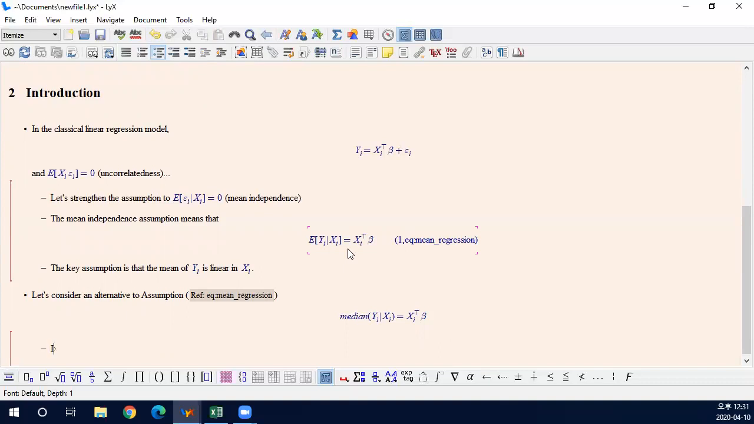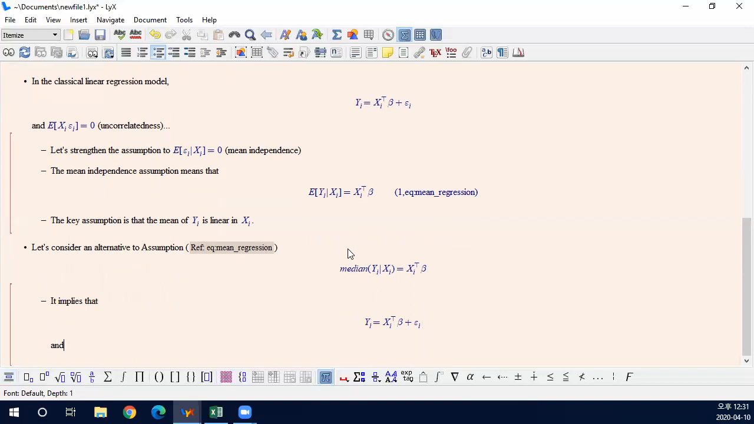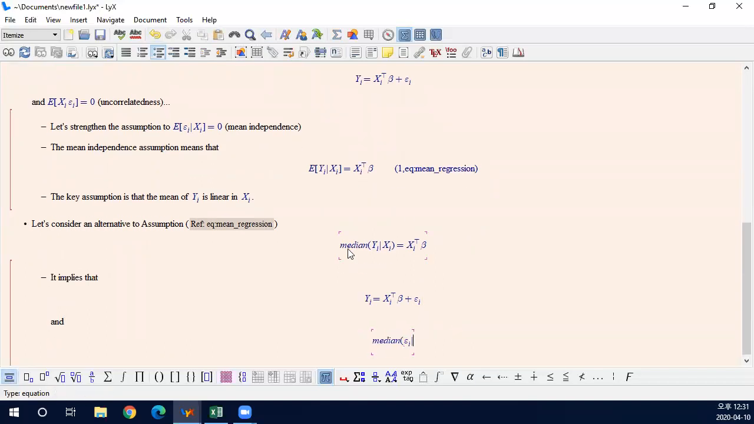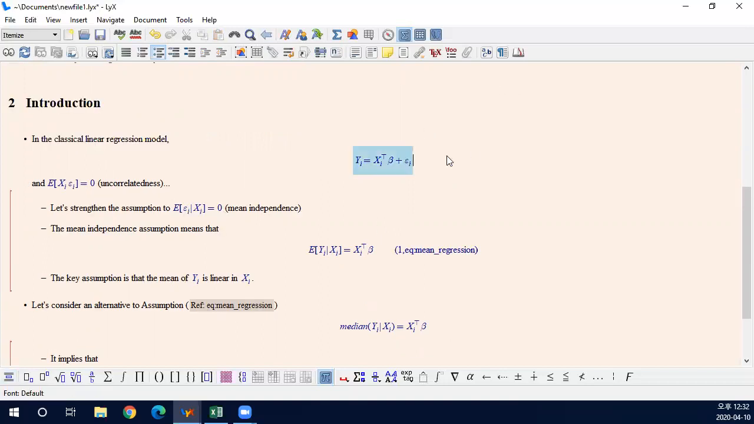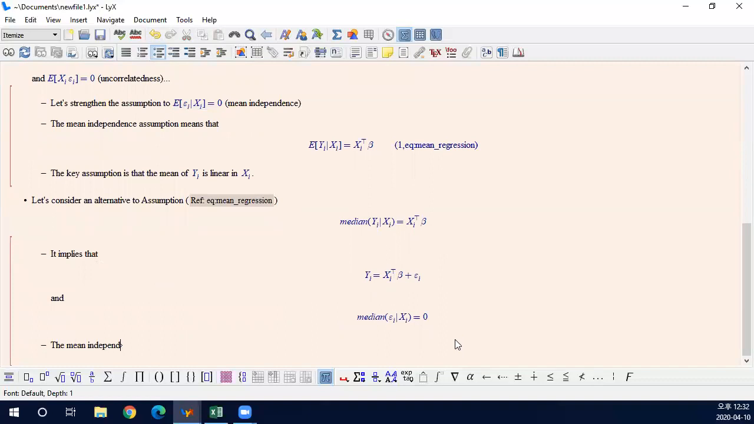Then it implies the same linear regression and this. So the mean independence assumption is replaced by the median independence assumption. It is just an assumption. There is no reason to impose an assumption only on the expected value. You may consider the median instead of the mean. So it's a reasonable alternative to the mean regression. I will explain later when this will be more useful than the mean regression.